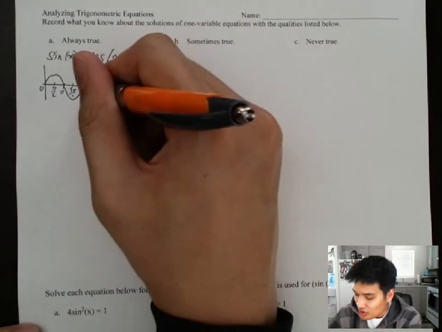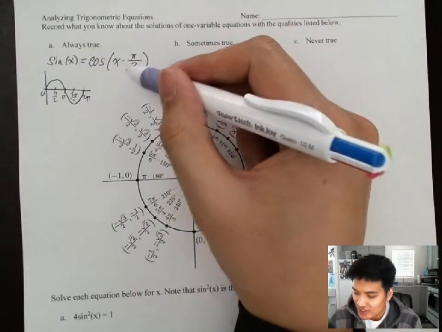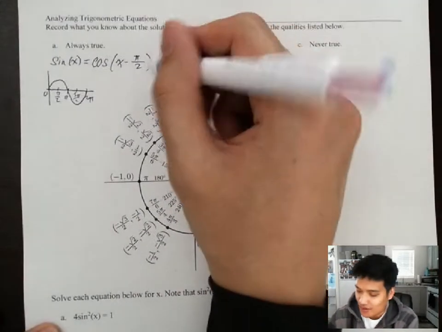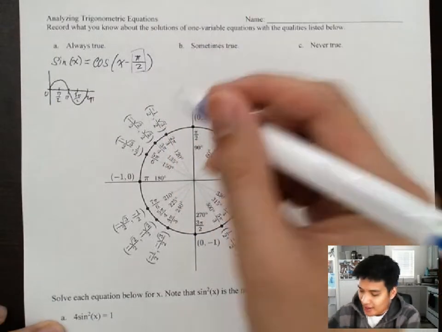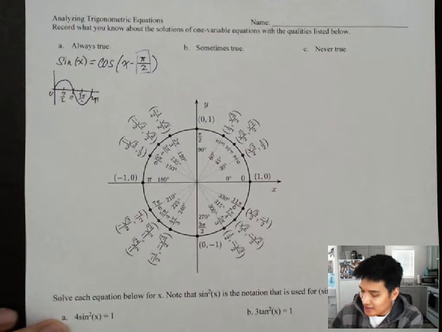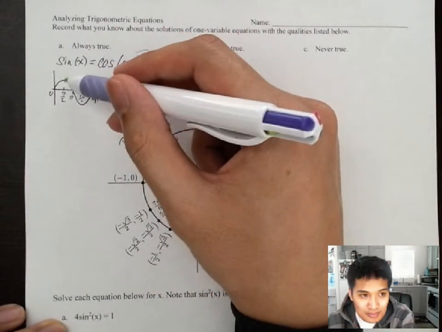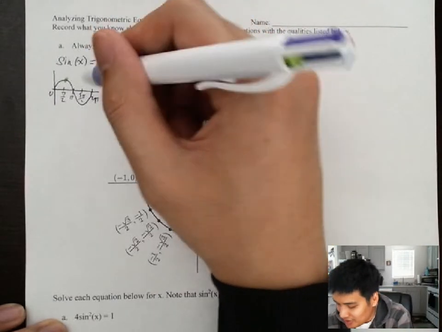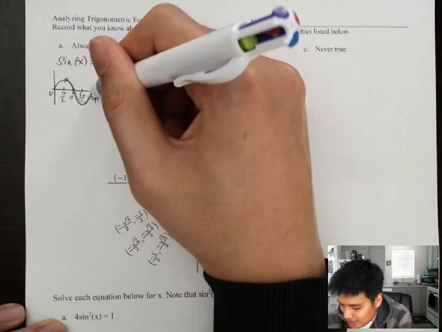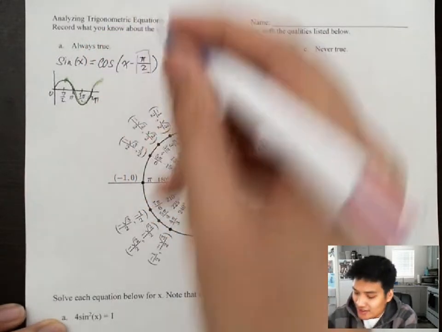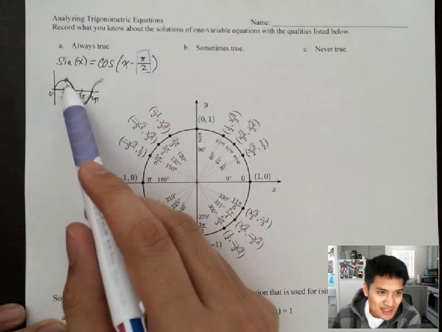Okay, so if I were to graph cosine x minus pi over 2, what this tells me is that my cosine is going to start at pi over 2. And essentially what that's going to look like is I'm going to start here, because remember cosine always starts at the top, the maximum or the minimum value. And as you can see, the curve of the cosine is exactly the same as the sine here, right?